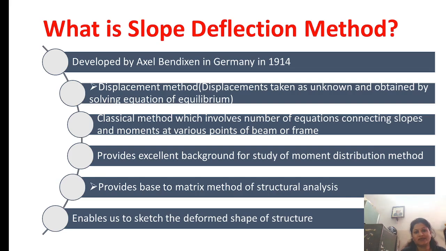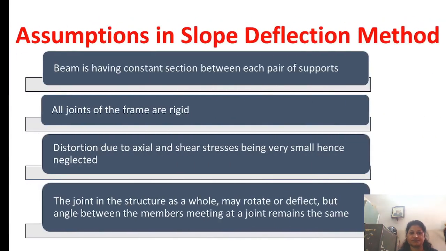This is a classical method, which involves a number of equations connecting slopes and moments at various points of beams or frames. It provides an excellent background for the study of the moment distribution method. These methods lead to the matrix method of structural analysis. In the next lecture series, we will understand the stiffness methods, which are the basis of the matrix method, developed from the slope deflection equation. This method also enables us to sketch the deformed shape of the structure.